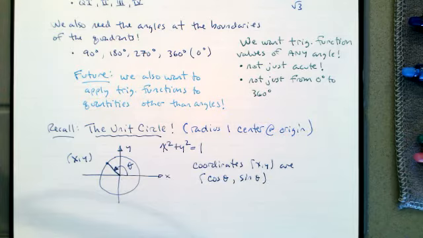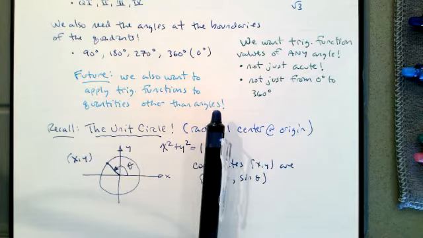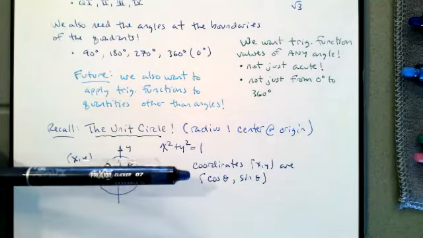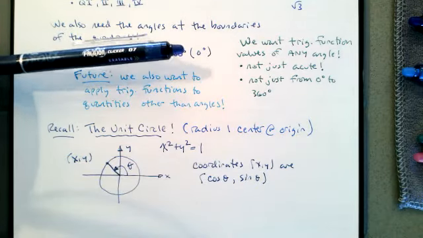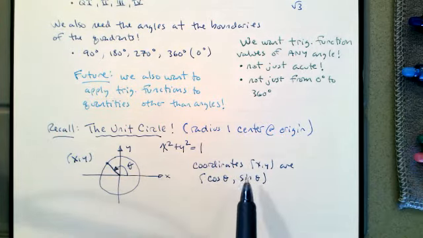That helps us remember what's positive where. Cosine is positive where x is positive. So cosine was positive in quadrants 1 and 4. Sine is positive where y is positive. Sine is positive in quadrants 1 and 2. Tangent is positive when cosine and sine have the same sign, and that would be in quadrant 1 where they're both positive, and in quadrant 3 where cosine and sine are both negative.